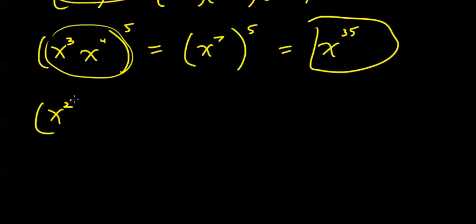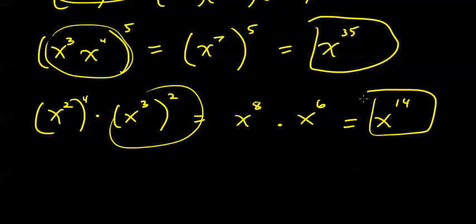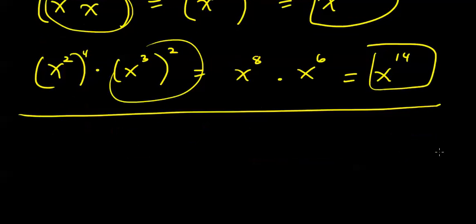How about something like this? x squared to the fourth power, times x cubed squared. How would I simplify this? x squared to the fourth power, by our Rule 2, is x to the 8th, times x cubed to the second power, which is x to the 6th. Now I can just keep that same base and add the exponents, and I get a final return of x to the 14th power. So that's Rule 2. Rule 3, sometimes called product of a power, or I should say product to a power.